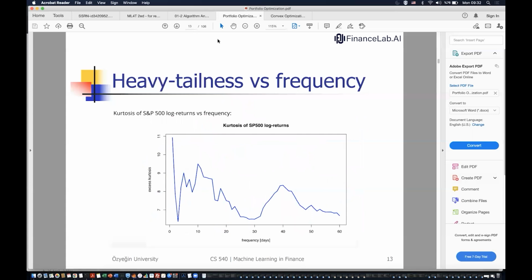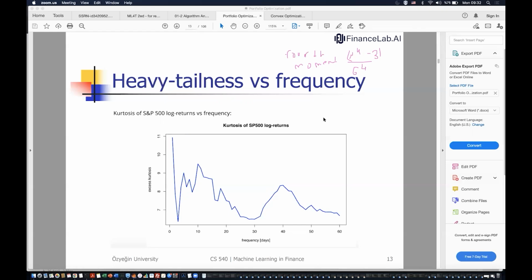And again, the heavy tailness is defined by the fourth moment, which is also known as kurtosis, and it's the fourth power of the deviation from the mean divided by the standard deviation's fourth power. Again, there are certain definitions. Some of them subtract 3, and there are other definitions. But if we subtract 3 here, then this becomes the excess kurtosis.